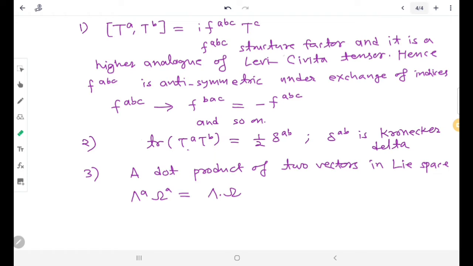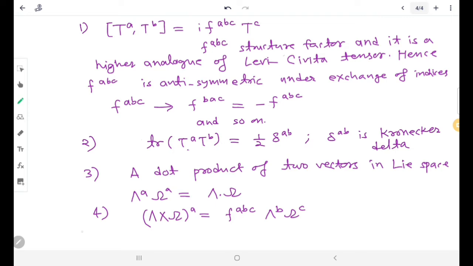And how is the cross product defined? Suppose there are two vectors lambda and omega. The A component will be how much? Here it is f^{ABC} lambda^B omega^C. This is the way we define the cross product.